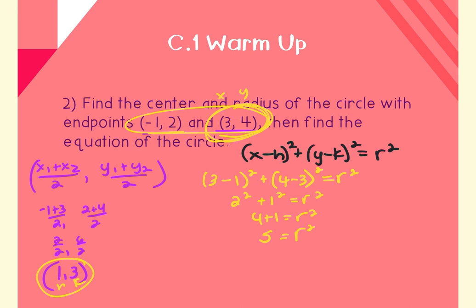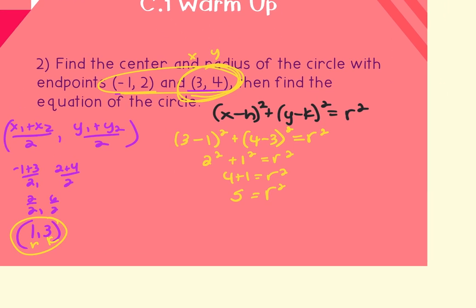But it just says r squared, so I'm just going to take the h, the k, and the r and plug it in. So x minus the 1 that comes from here squared plus y minus the k that comes from here squared equals r squared, which is 5. And that's the end goal. That's what you're looking for at the end.